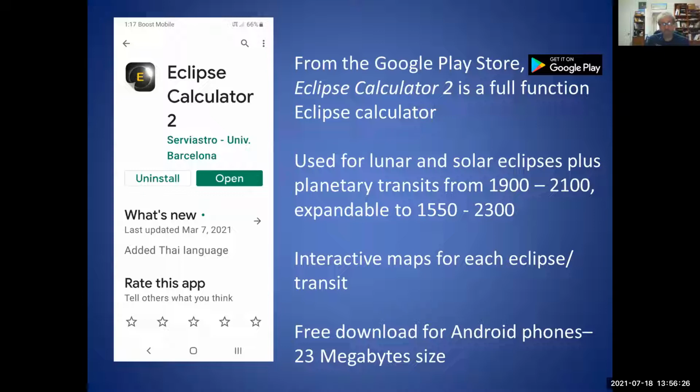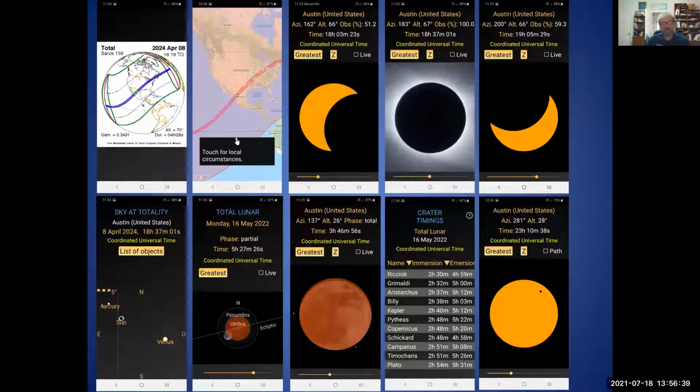It has interactive maps for each type of eclipse, both solar eclipses, lunar eclipses, and planetary transits. And it's a free download for Android phones. It's approximately 23 megabytes in size. These are a couple of the screenshots from the app. I'm not going to go over all of these, but each image here that has a sliding bar on the bottom indicates that you have an animation for that particular event, such as a solar eclipse, a lunar eclipse on some of the bottom screens here. And in the far lower right-hand corner, there's a Venus transit, which we're all very excited about. Of course, the next one isn't going to go over 100 years from now.